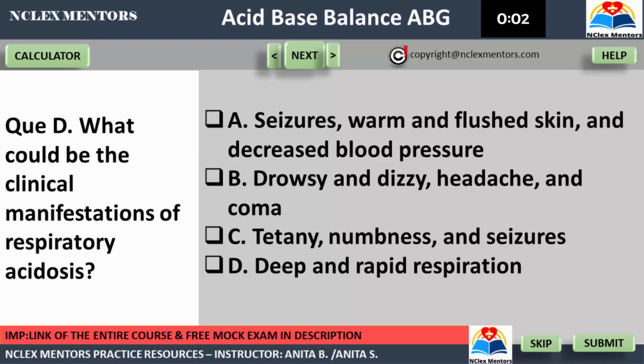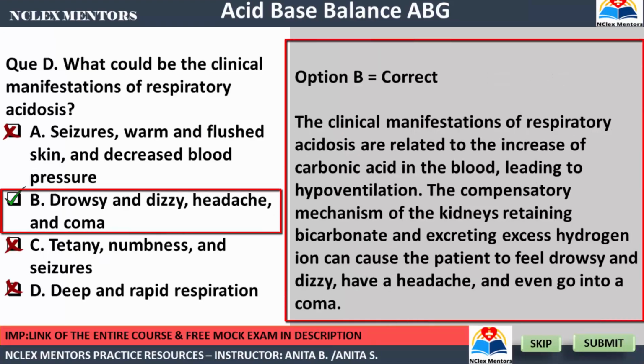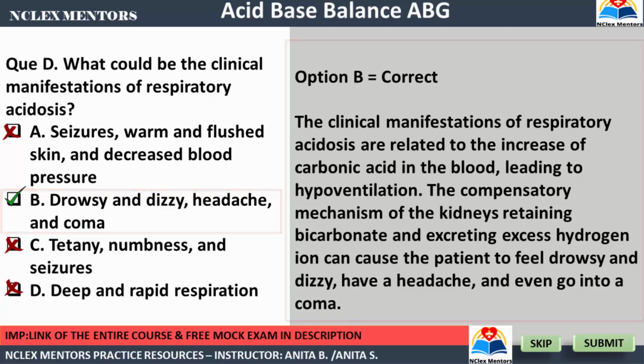Answer: B. Drowsy and dizzy, headache, and coma. The clinical manifestations of respiratory acidosis are related to the increase of carbonic acid in the blood, leading to hyperventilation. The compensatory mechanism of the kidneys retaining bicarbonate and excreting excess hydrogen ion can cause the patient to feel drowsy and dizzy, have a headache, and even go into a coma.